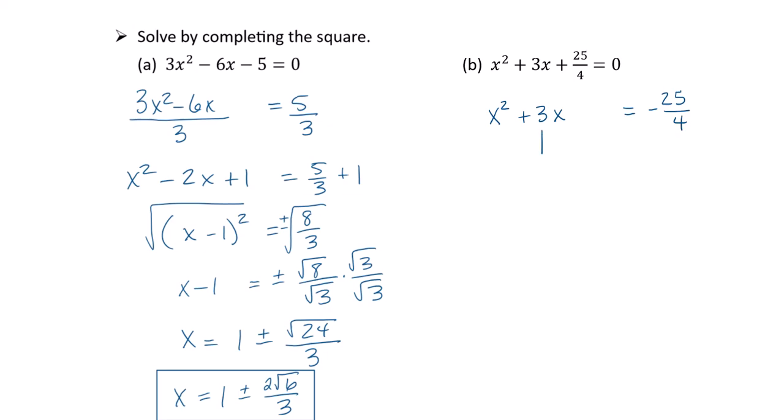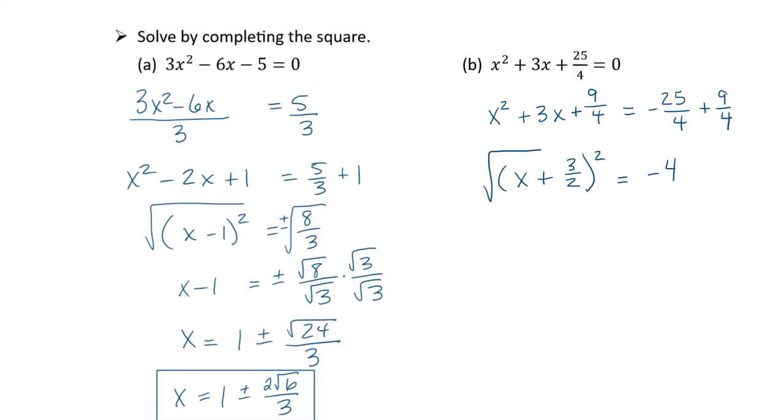Then I'm going to take half of 3, which is 3/2, and square it and put that number here. That's 9/4 that I'm adding. But remember, we have to add 9/4 to the other side as well to keep our equation balanced. Now I'm ready to factor the left side. So this is x plus 3/2 quantity squared. And on the right side, I'll have a negative 16/4 or a negative 4.